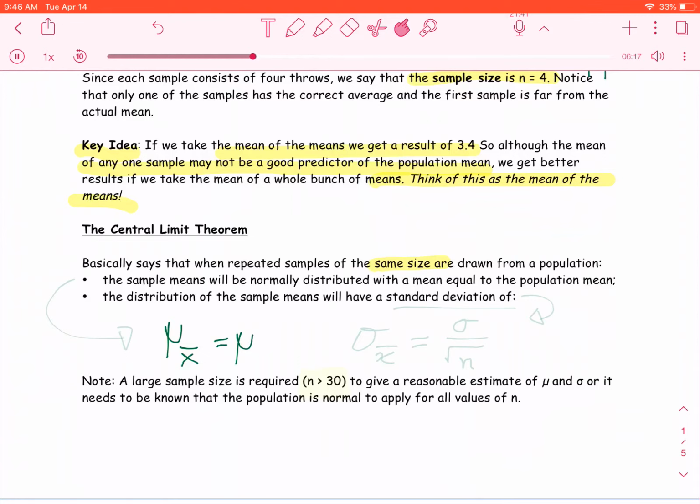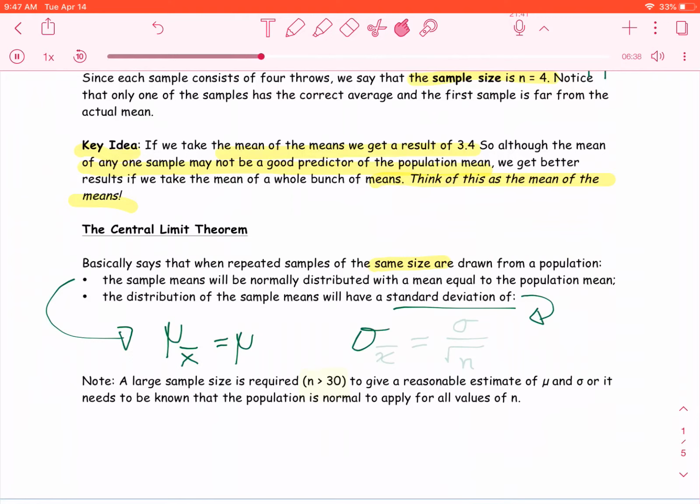Okay, so the sample means will be normally distributed with a mean equal to the population mean. This means that your sample is pretty much going to represent your population mean. And then secondly, the distribution of the sample means will have a standard deviation of this equation.